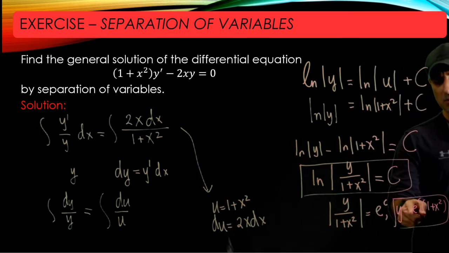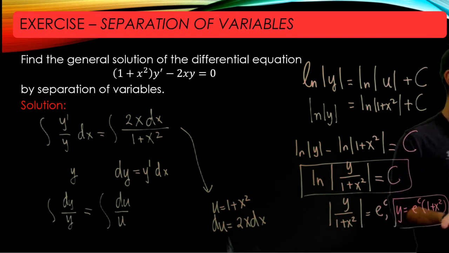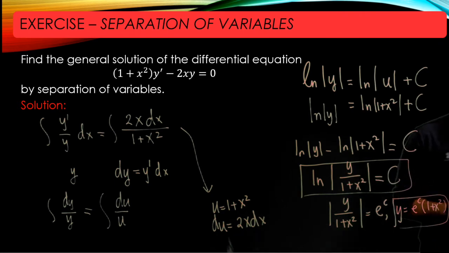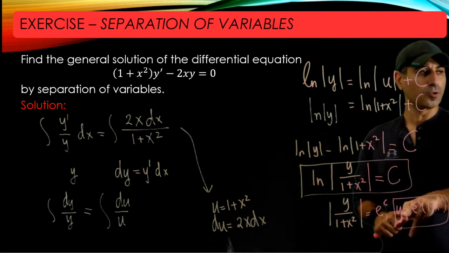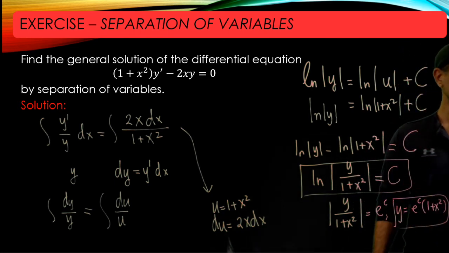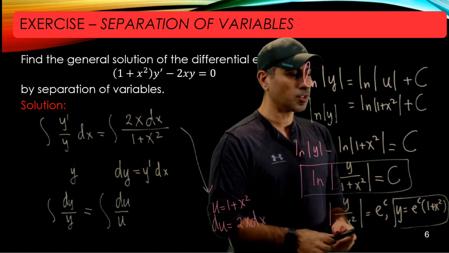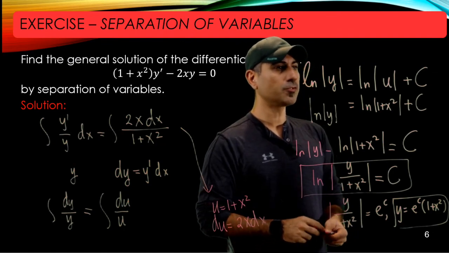And in certain cases, you can actually replace e to the c by another constant d, because if c is arbitrary, then e to the c is going to be arbitrary. So the solution form would look like d, an arbitrary constant, times 1 plus x squared. And the final form of the solution is called the general solution to the differential equation.